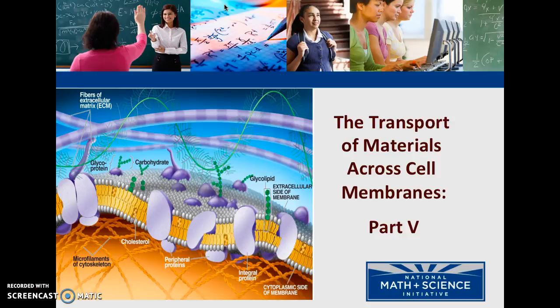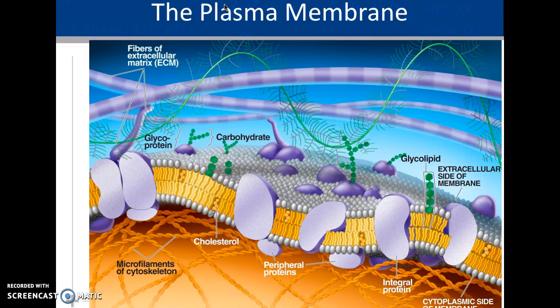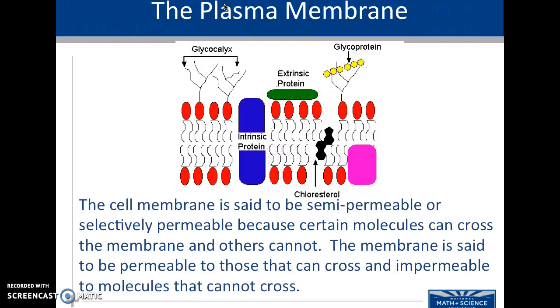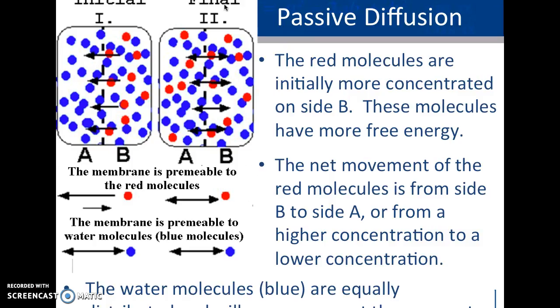This is cells part 4. This is cell transport across membranes. Again, just a reminder about what the membranes look like. We've got our fluid mosaic model. Again, semi-permeable, it lets some things across and keeps some things out.